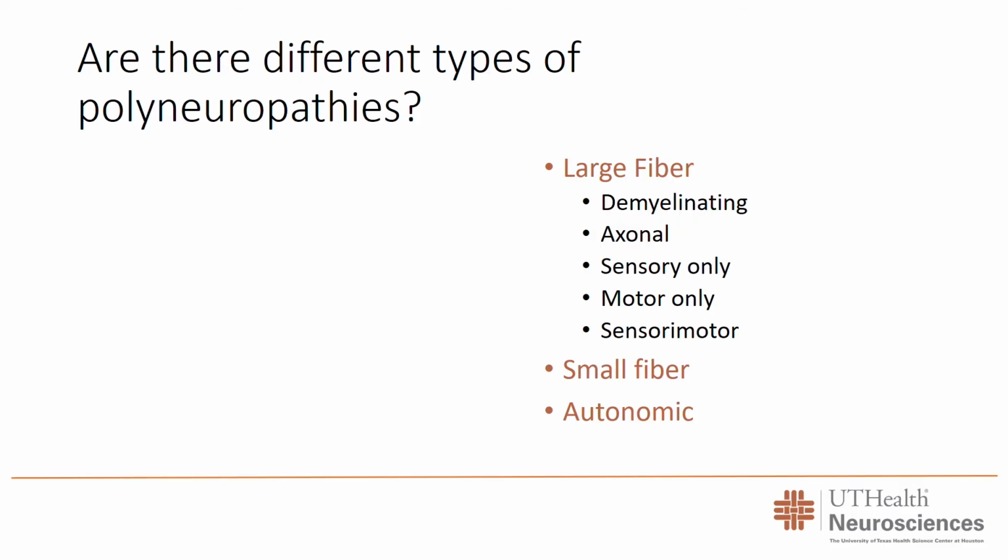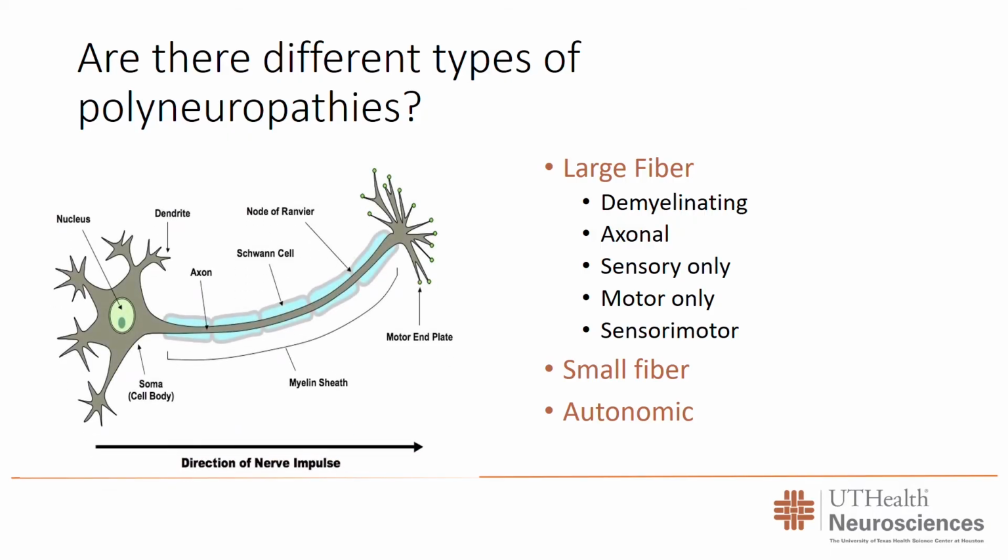So there are lots of different types of neuropathies. They fall into three major classes: large fiber, small fiber, and autonomic.